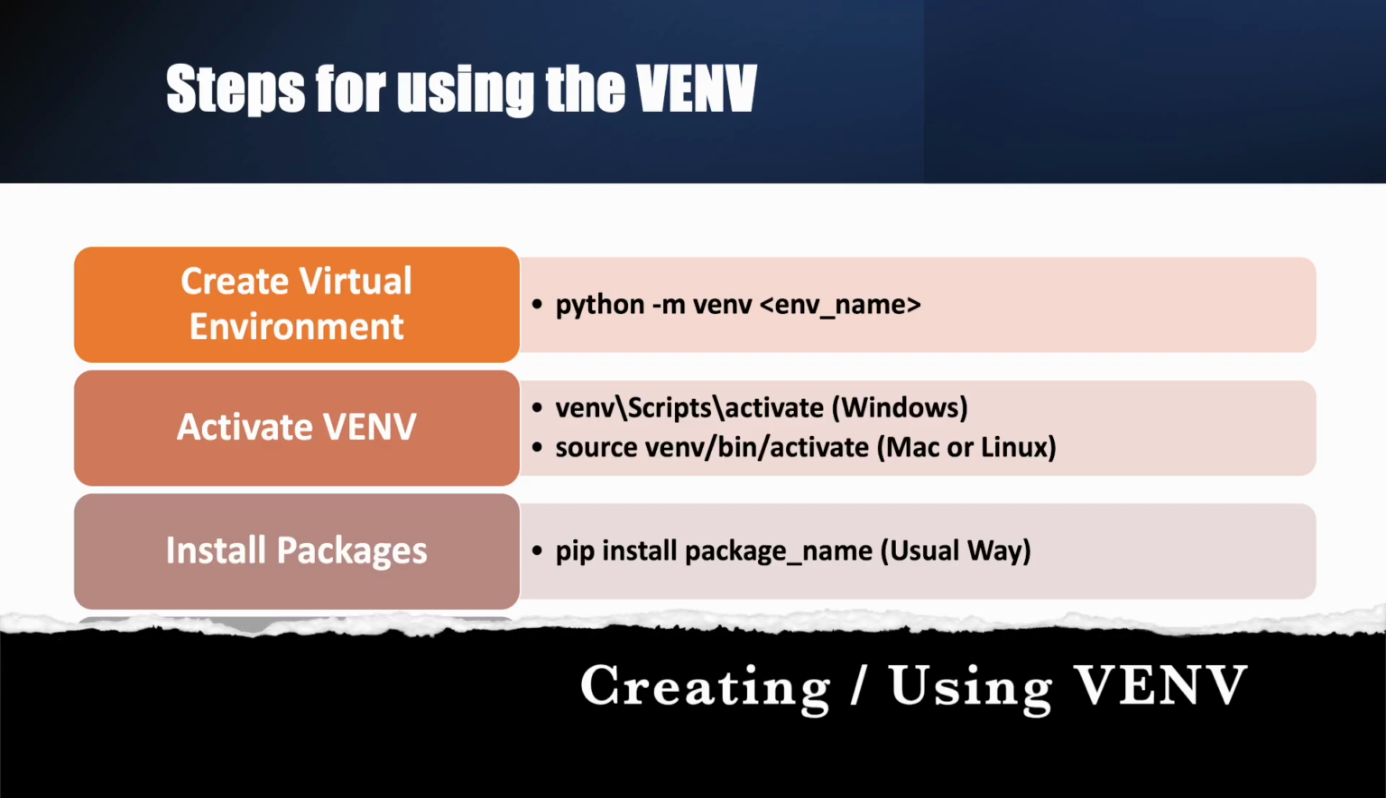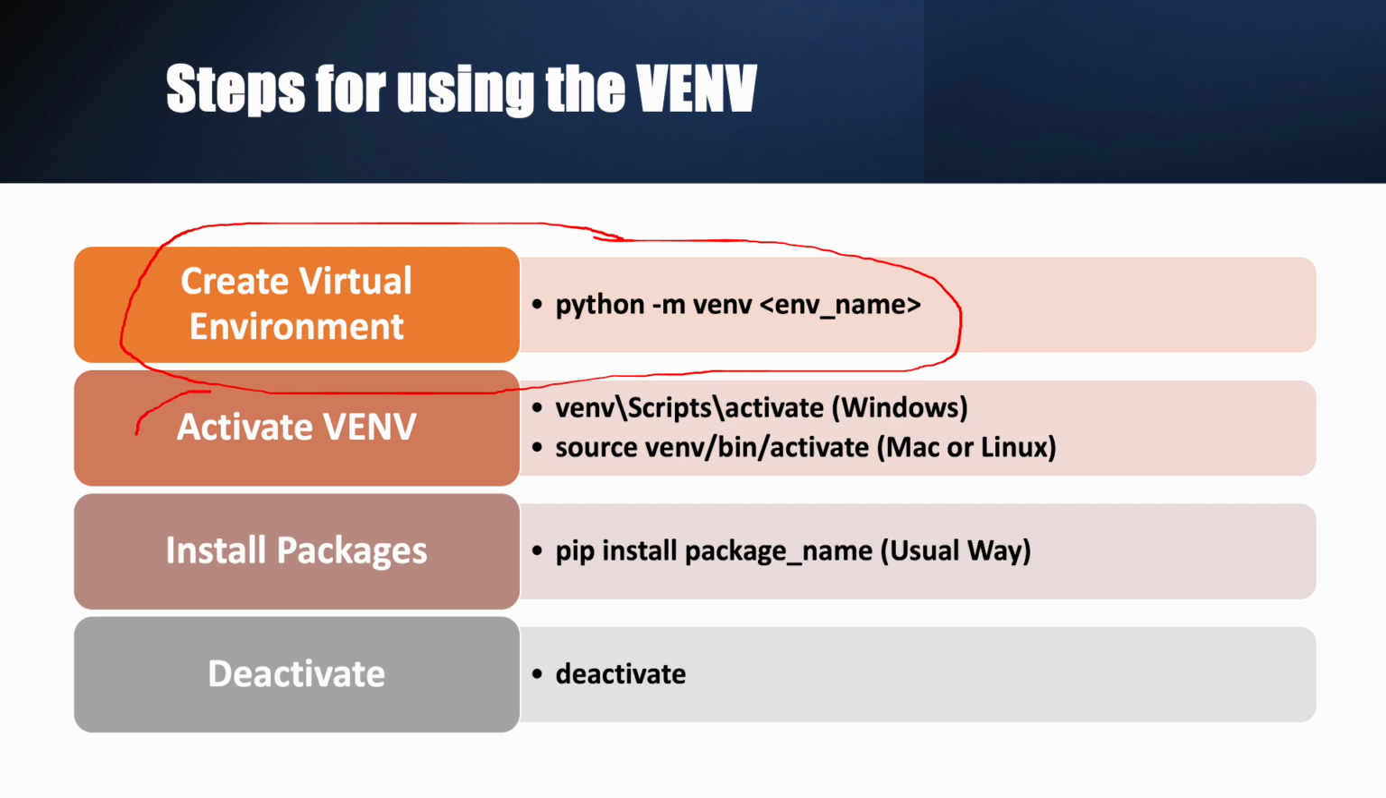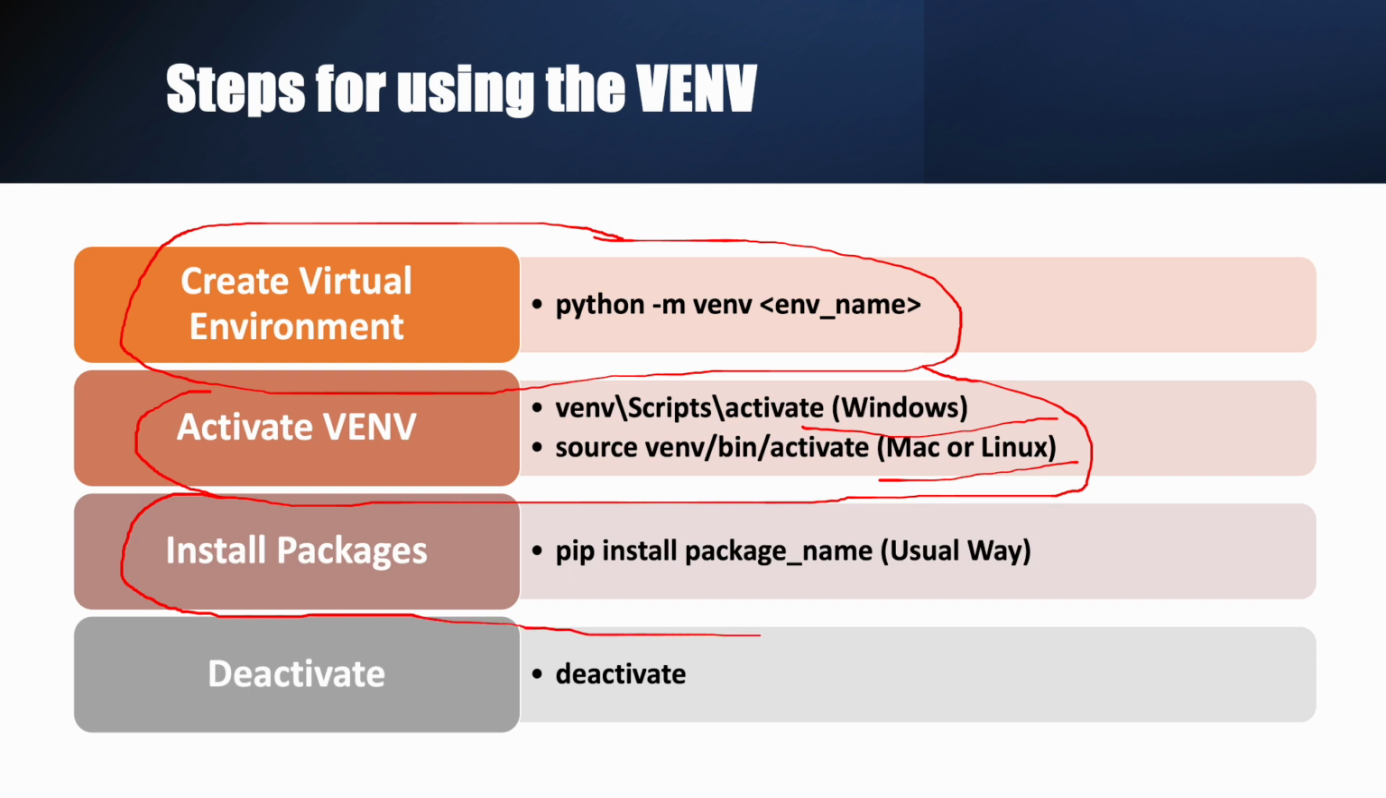Now, how to create the virtual environment? The steps are listed here. The first thing is that you have to create the virtual environment. This is the command. We will see the command in action in some time. Then once it is created, you have to activate the virtual environment. For Windows, this is the command, and for Mac or Linux, this is the command. Then, like you do in your Python code, you have the dependent libraries and packages. You can install those in the usual way, which is pip install. And finally, you can deactivate when you have completed the project work.